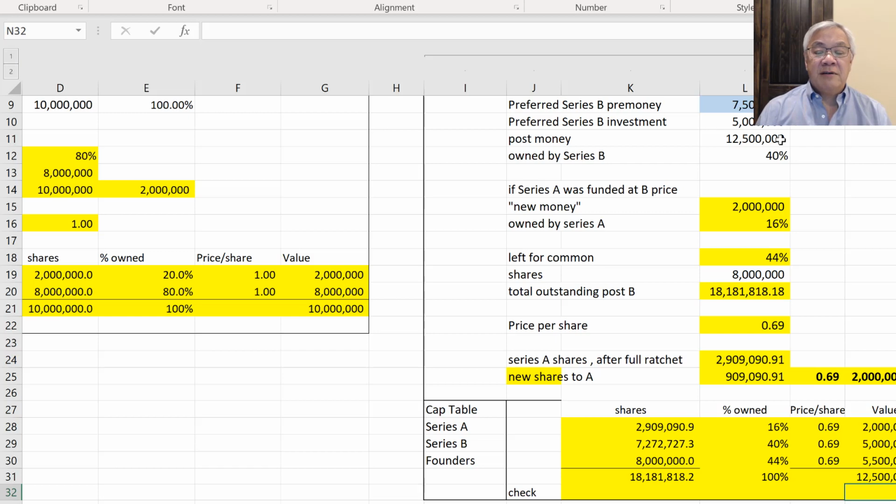They had 2 million shares. Now they end up with 2,900,000 shares. So it would be nice if every stock we ever bought in the stock market had that provision for us to get a little extra shares if the stock price goes down. Unfortunately, it doesn't work that way.